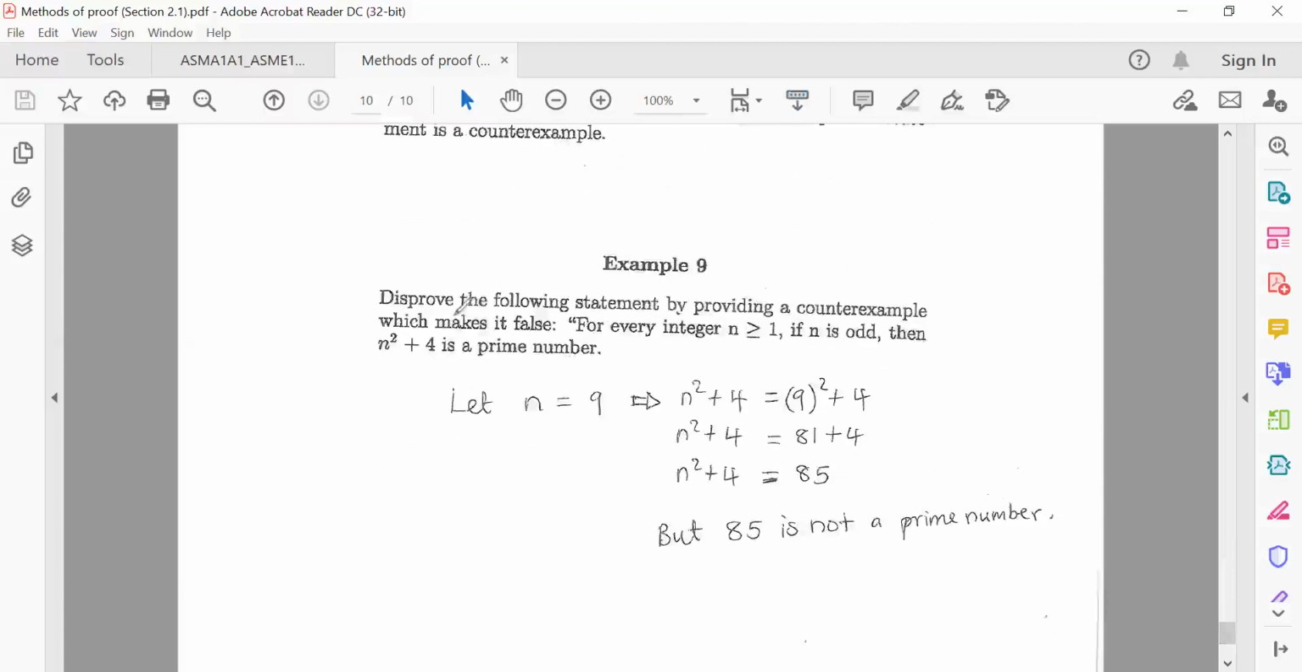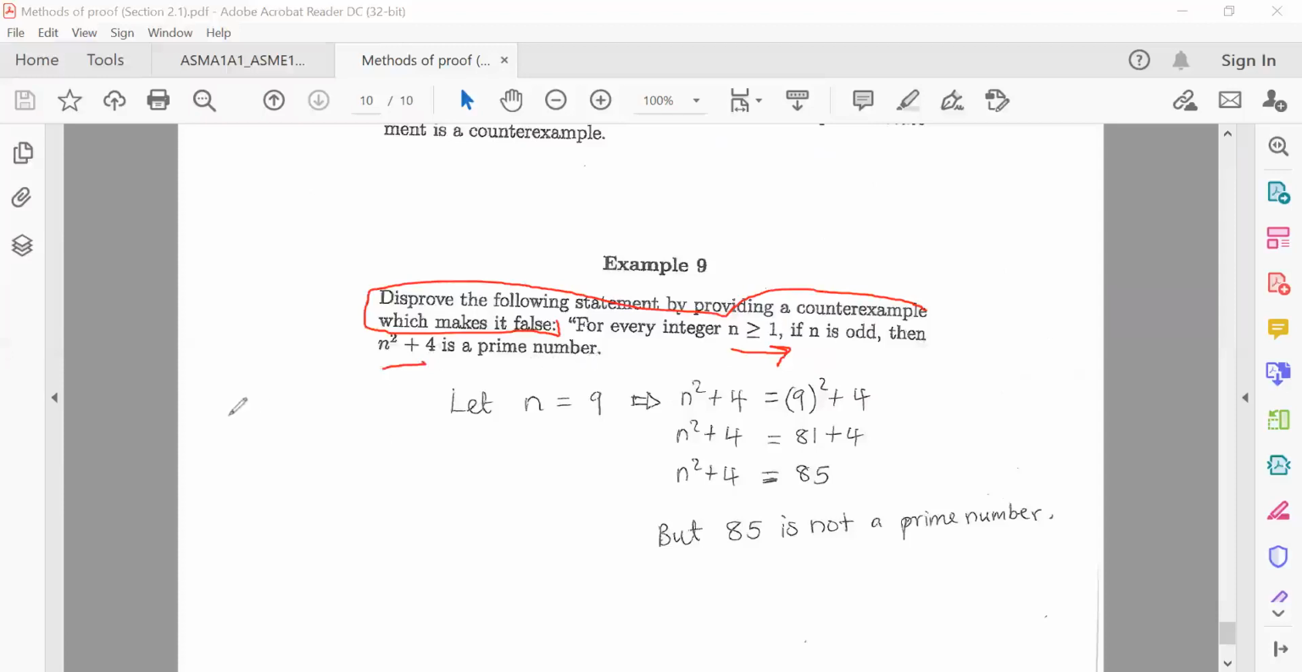For example, let's look at example 9. They say disprove the following statement by providing a counterexample, which makes it false. Again, I've given you too much information. In a typical test scenario, I'll just say disprove the following statement. Done. For every integer n greater than or equal to 1, if n is odd, then n squared plus 4 is a prime number.